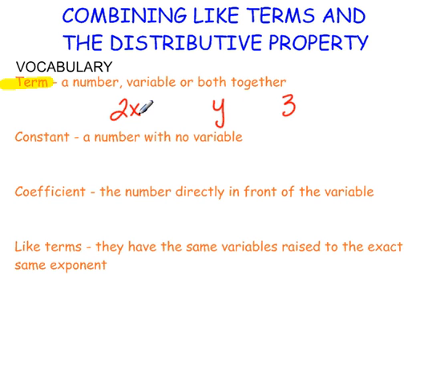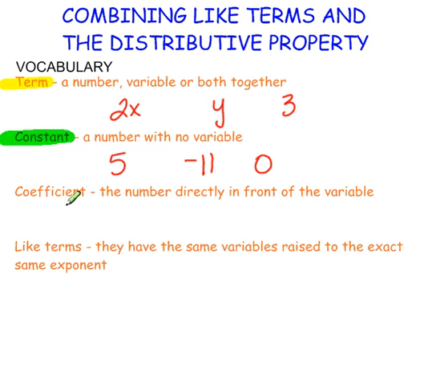Now, within a term, we can get more specific, which leads me to my next vocabulary word, which is constant. A constant is a number with no variable at all. So a constant would just be a number. It's really like the number 3 right here, but I'll give you another. An example of a constant is the number 5. An example of a constant is -11. An example is 0. So a constant is referring to just a number.